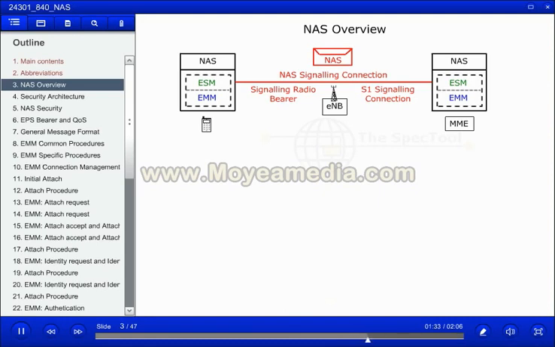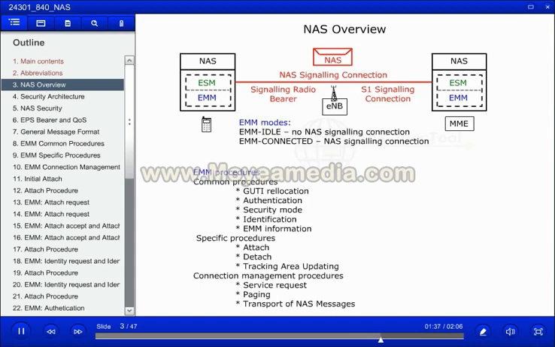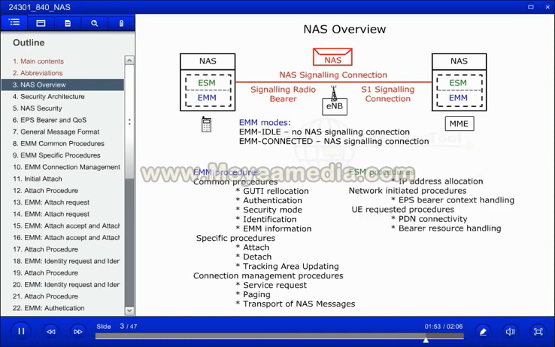The EMM sublayer is responsible for authentication and security, attach, paging and tracking area updates, and service requests. The ESM sublayer is responsible for IP address allocation, packet data network connectivity, and bearer handling.